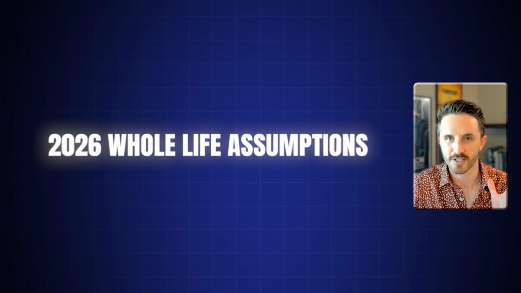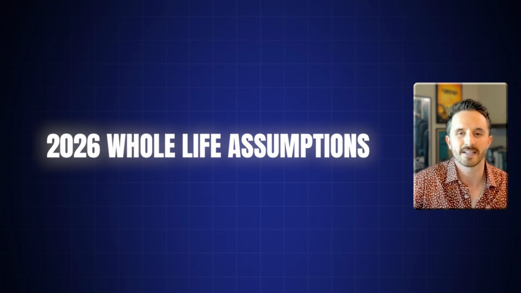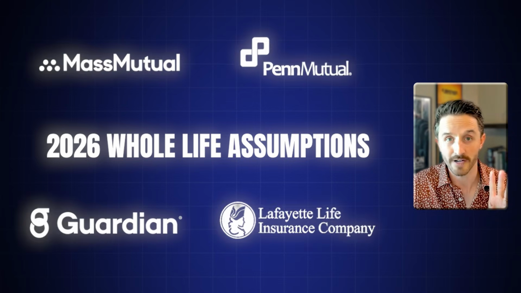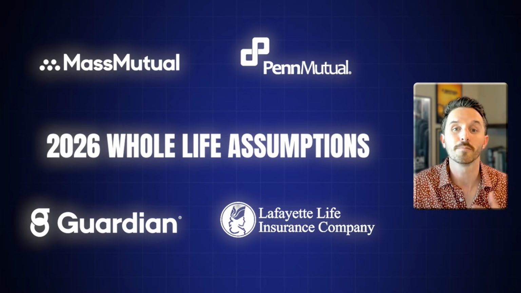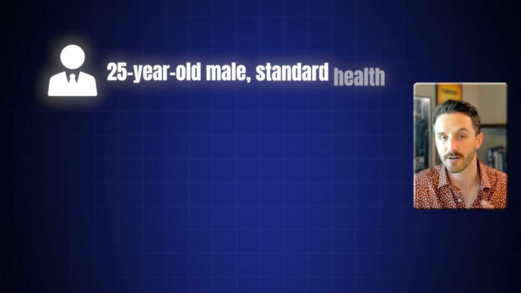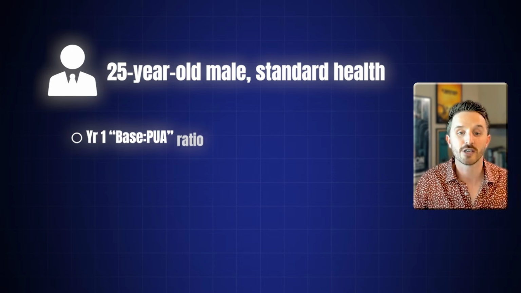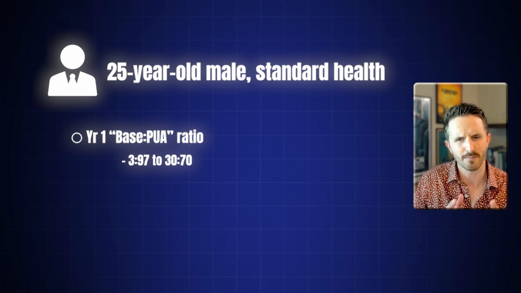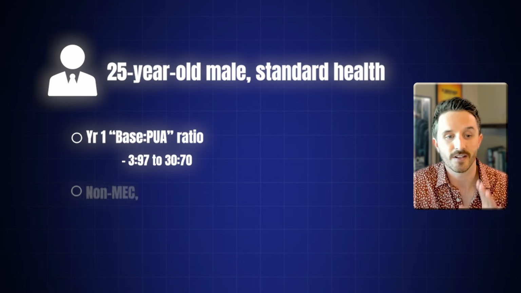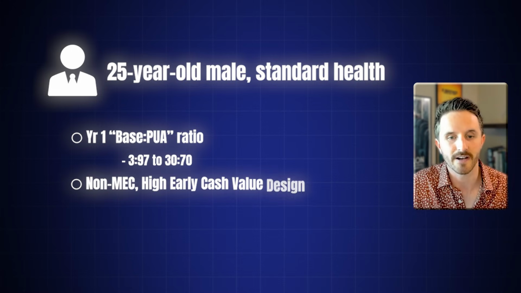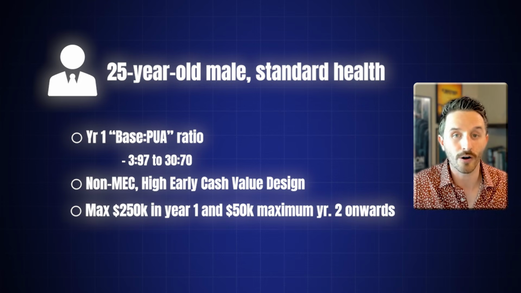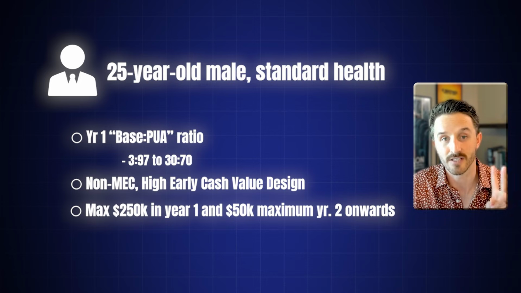Before we get started, there are some assumptions that are taking place, and I did my best to make everything here apples to apples so that it's a fair comparison. So I took 4 different carriers that you saw earlier, and I built policies at each of those carriers. They were all for a 25-year-old male, standard health, not great, not horrible. Now, the base to PUA ratio ranges from around 397 in the first year to about 3070, which is a pretty big split, but I'll explain why I did that. It's all non-MEC, high early cash value design with a maximum of 250,000 in the first year, and then for all carriers, a maximum of 50,000 year 2 onwards.